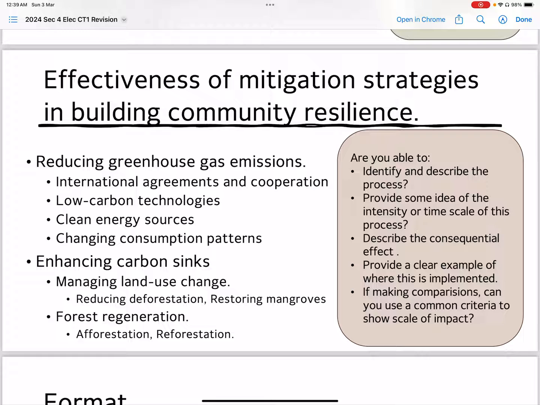Changing consumption patterns. Remember, this is one of the hardest things to do, because consumption patterns lead to desirable comfort outcomes for the people and the population itself. So this is really, really hard to do. But if you're successful in changing consumption patterns, you will definitely be able to, as a result, make a positive impact on reducing greenhouse gas emissions.